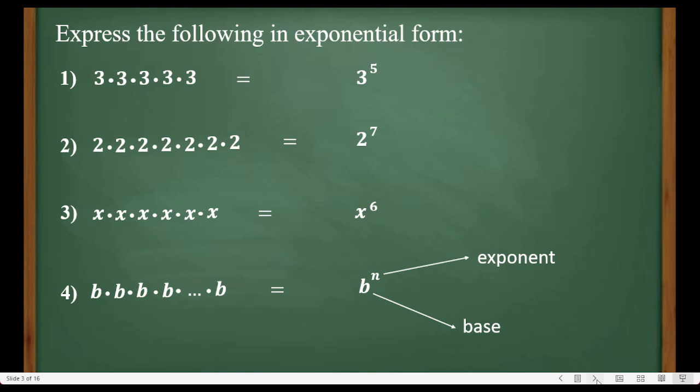Now, it is very important that we know how to abbreviate an expanded form, just like in number 1, 2, 3, and 4 into exponential form, such as 3 to the 5th, 2 to the 7th, x to the 6th, and b to the nth power. Since what I'm going to discuss right now relates to this exponential form, the title of the topic is laws of exponents.